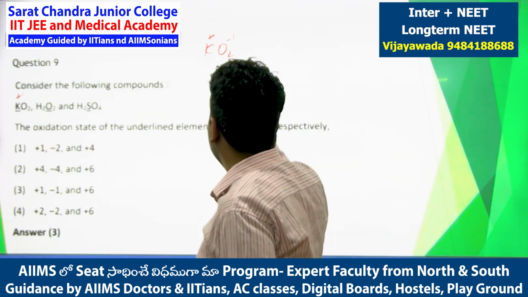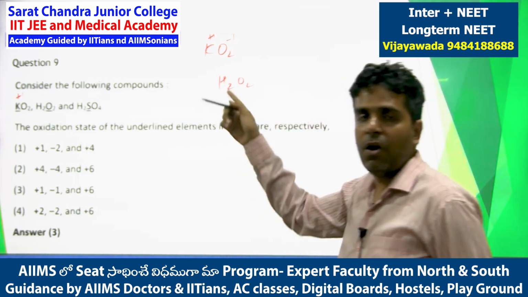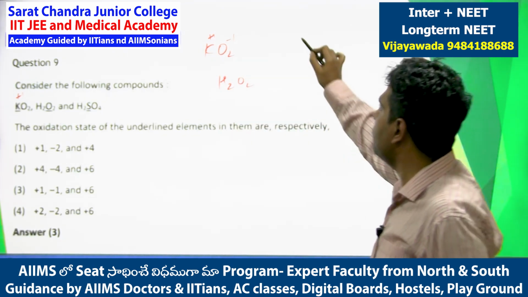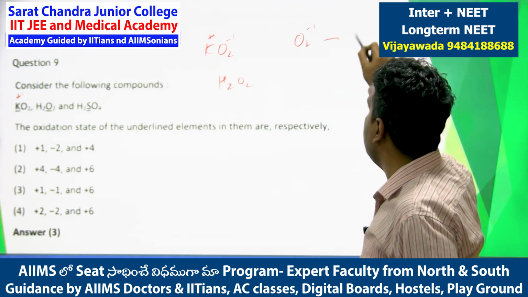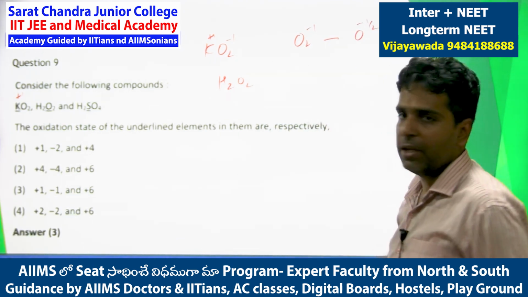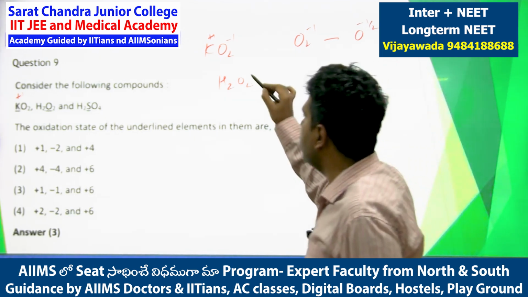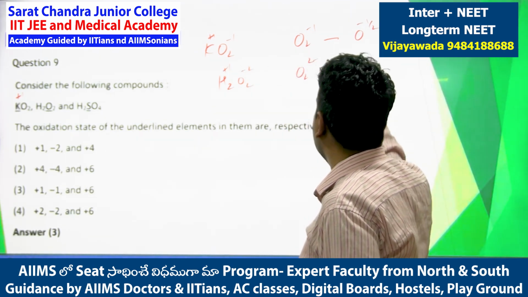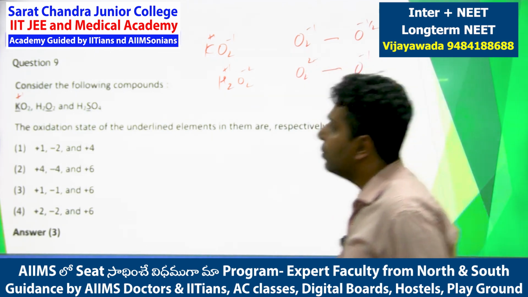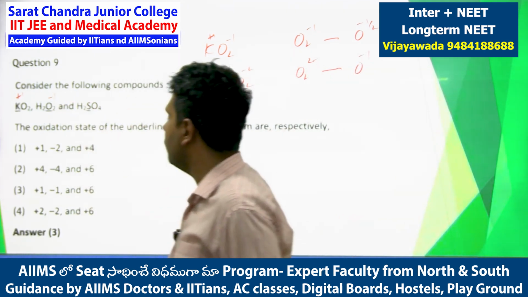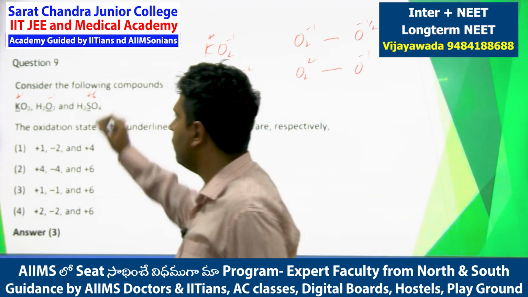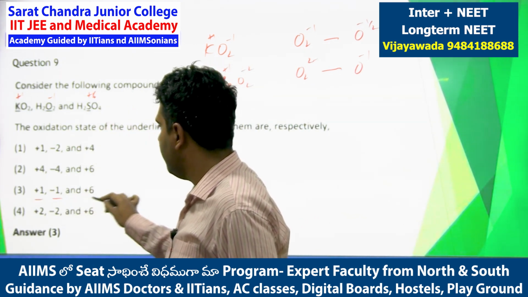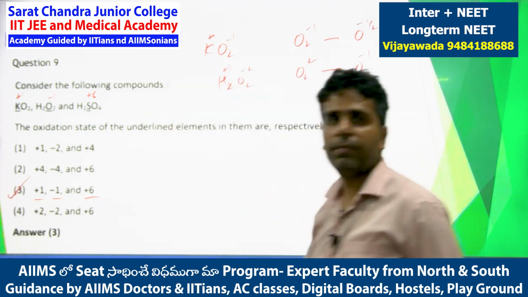Potassium superoxide: the oxidation state of potassium is +1, and O2 is -1, or you can say each oxygen will be in -1/2 oxidation state. Then hydrogen peroxide: hydrogen will be +1, O2 -2, and each oxygen will be in -1 oxidation state. So what is the oxidation state of oxygen over here? -1. In H2SO4, the oxidation state of sulfur is +6. So potassium +1, oxygen -1, and +6 for sulfur. Answer will be the third option.